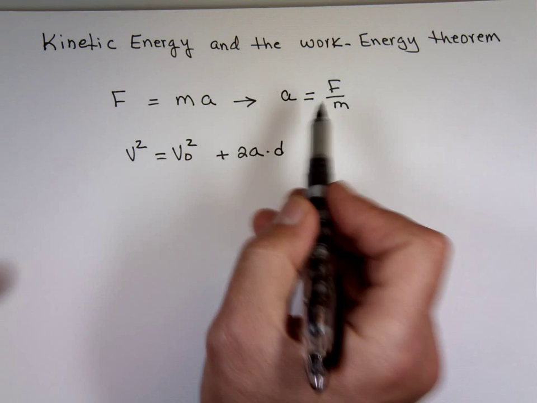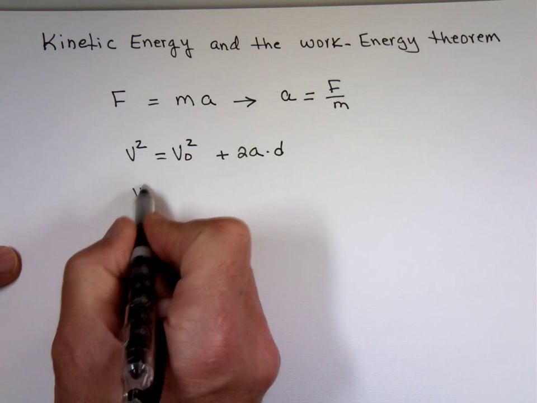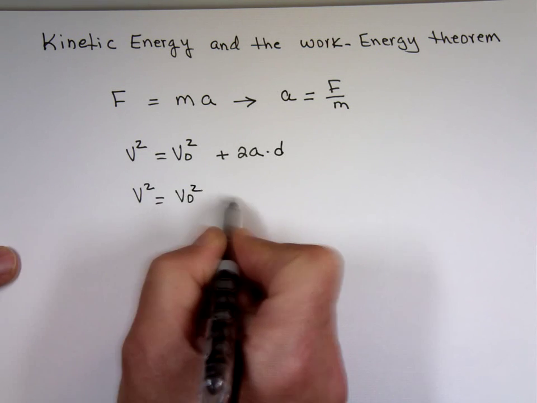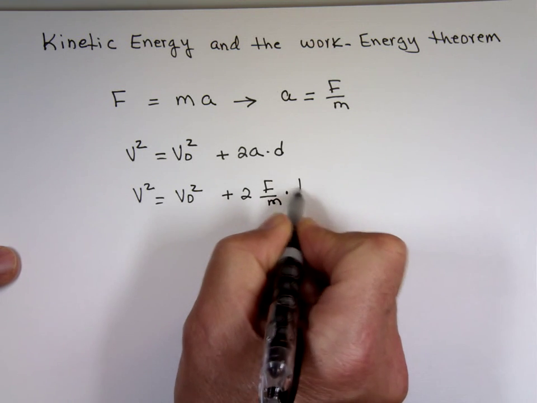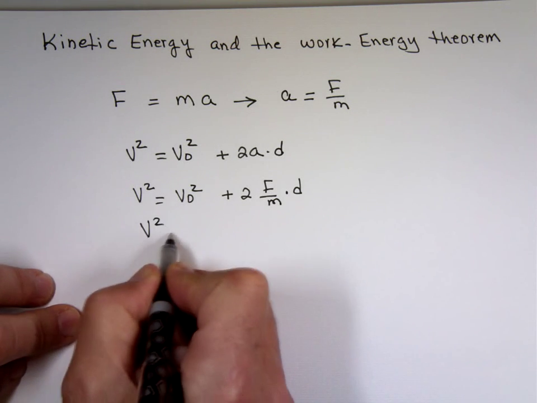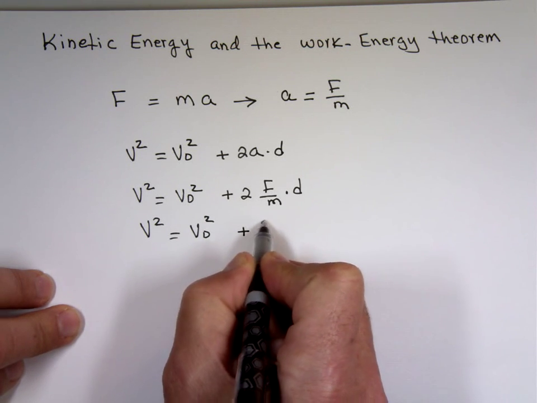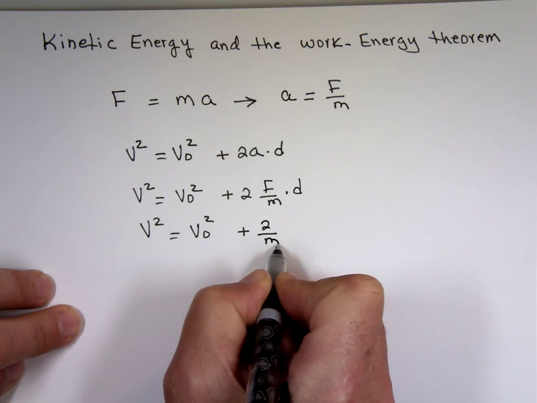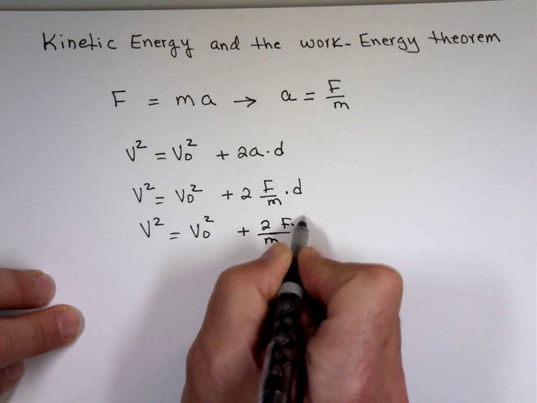Now let me do a substitution. Replace a here with F over m. See it? Let's do that substitution, and let me play with this. This becomes v squared equals v0 squared plus, I can write that 2 over m, how about 2 times F times d over m.